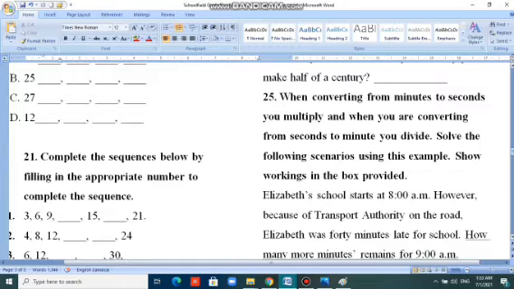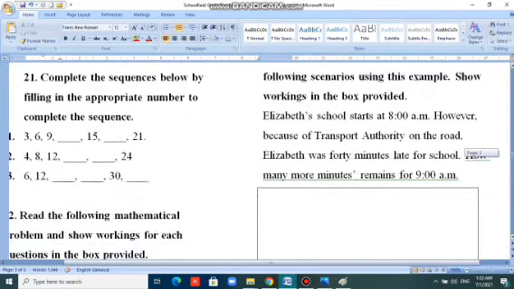All right, good. So 25. When converting from minutes to seconds, you multiply, and when you are converting from seconds to minutes, you divide. Solve the following scenarios using this example. Show workings in the box provided.